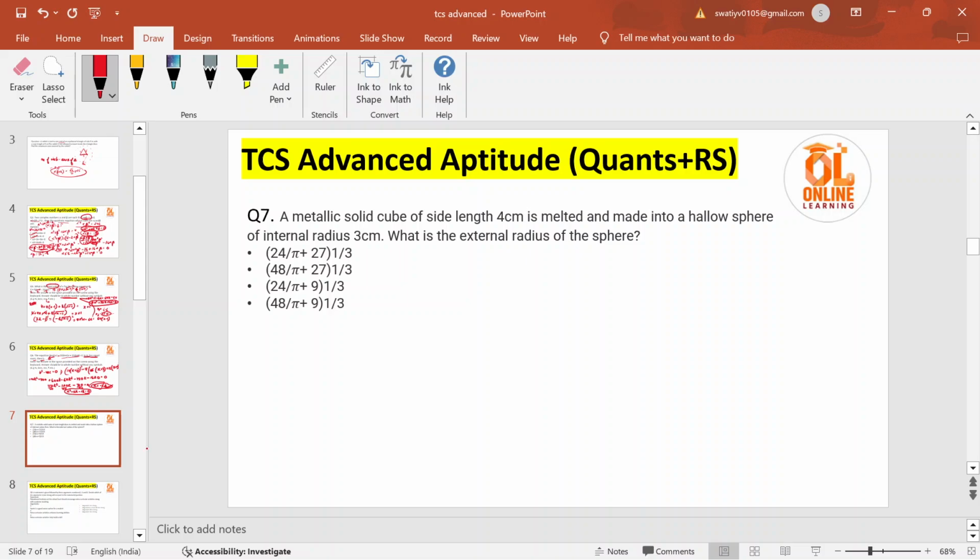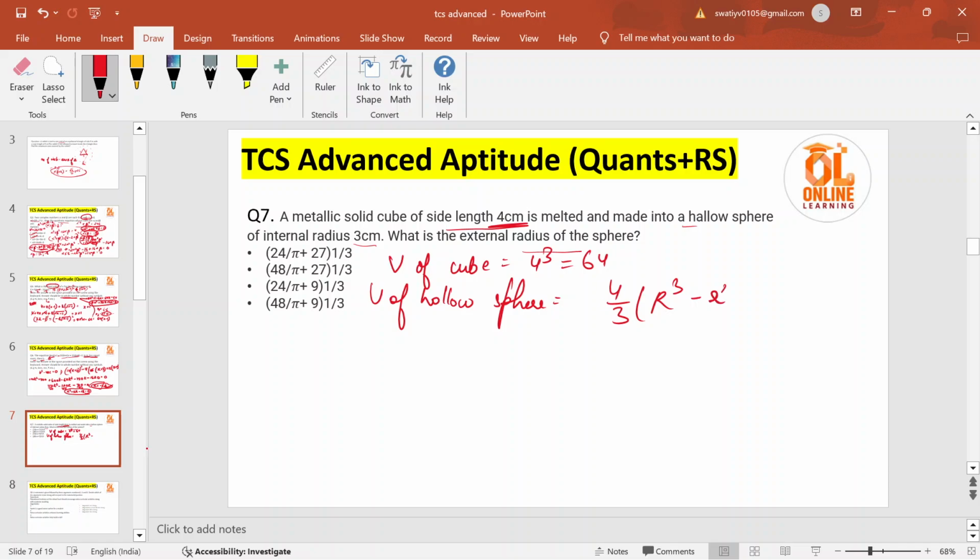Now, a metallic solid cube of side length 4 centimeter is melted and made into a hollow sphere of internal radius 3 centimeter, and you have to calculate the external radius of the sphere. So I hope you know the volume of a cube. The volume of a cube is side cubed, that is 4 cubed, which will be equal to 64. And what is the volume of a hollow sphere?